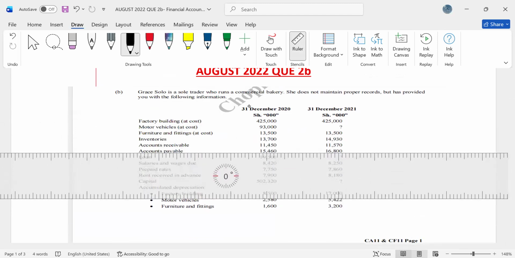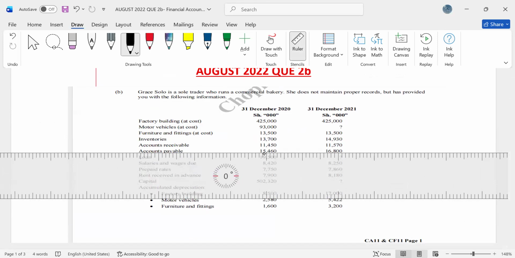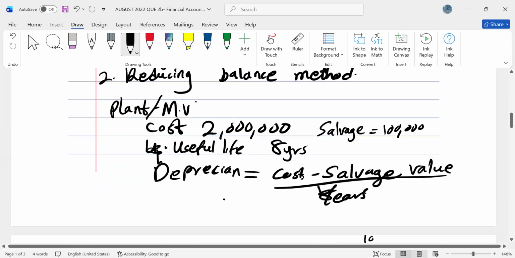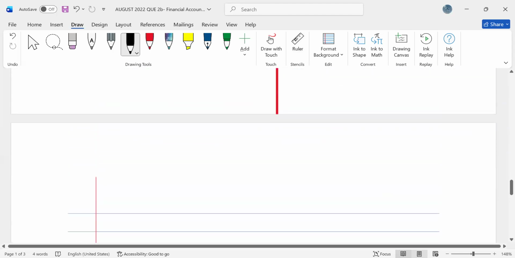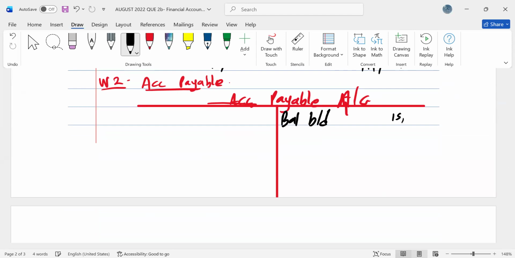Using my ruler, I hope you can see. I'm having 15,460. Hope you've seen that. Confirm if you've seen that figure, 15,460. Nice. So we proceed. We'll come and have it here. That is 15,460.